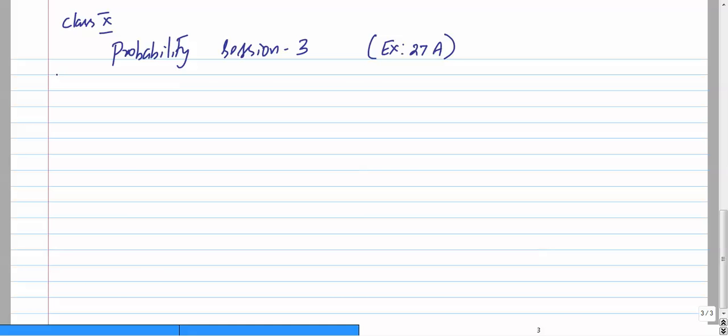This is session 3 in probability. We'll be doing some problems on exercise 27a. Let's take a case.